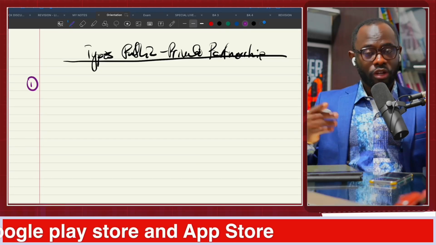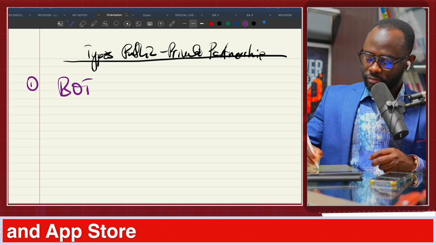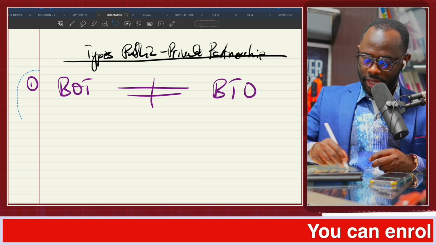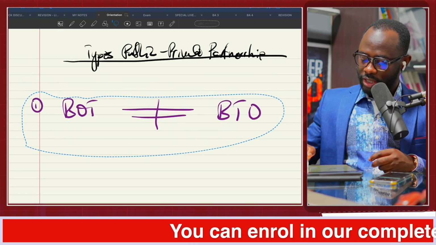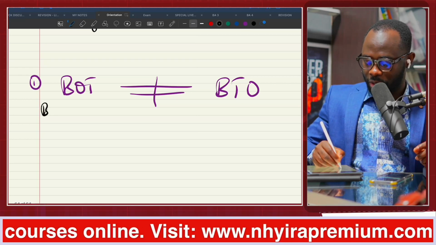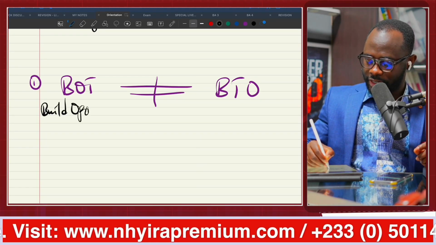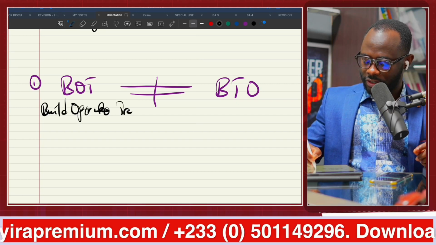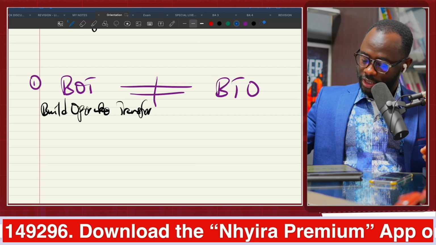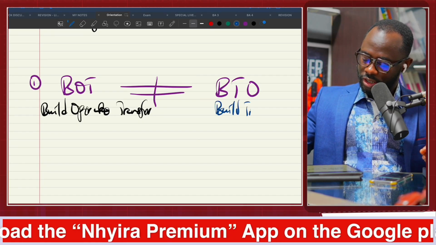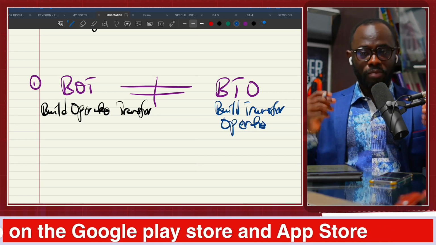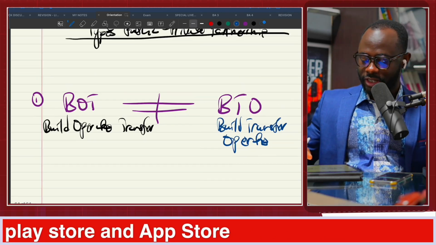Number 1, we're going to be talking about BOT and BTO. Okay, BOT and BTO. What do we mean by BOT and BTO? BOT means we build, operate, and transfer. Then BTO means build, transfer, and operate. Please stay with me. They are very simple. You're going to understand it.